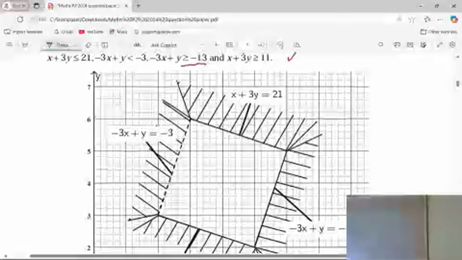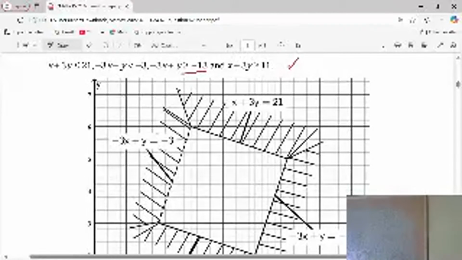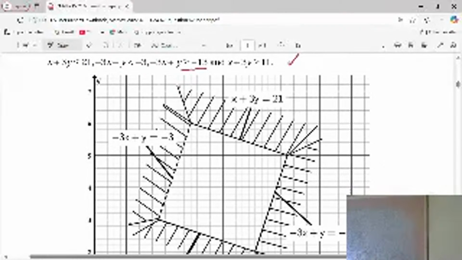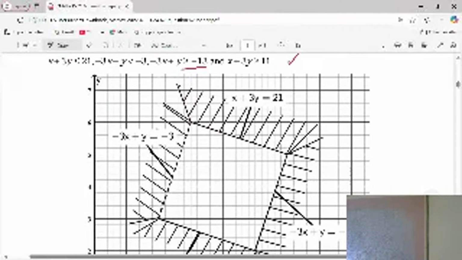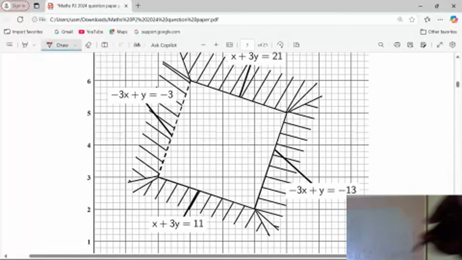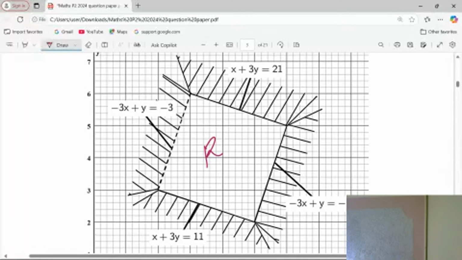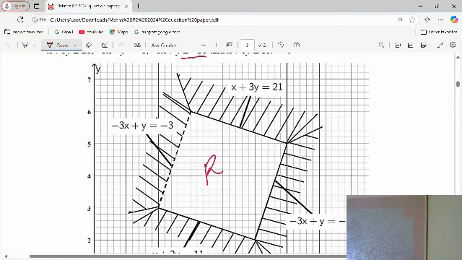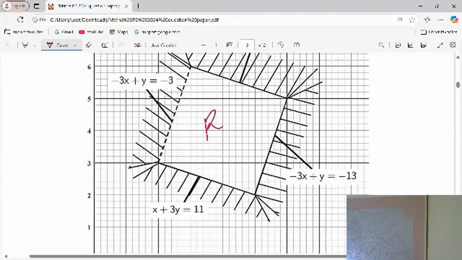So let's look at the graph already. This is a graph of inequalities already drawn for us. We can see every equality has been represented until we got a region here representing all four inequalities simultaneously. Look at the question.